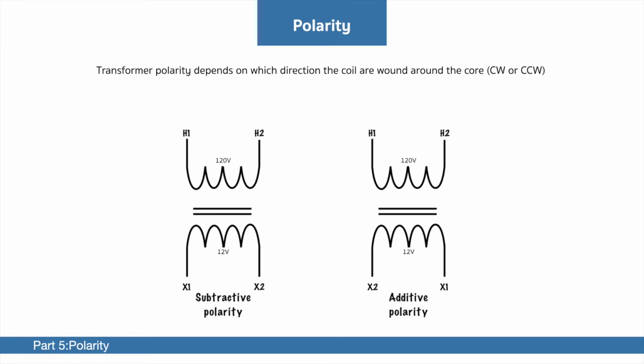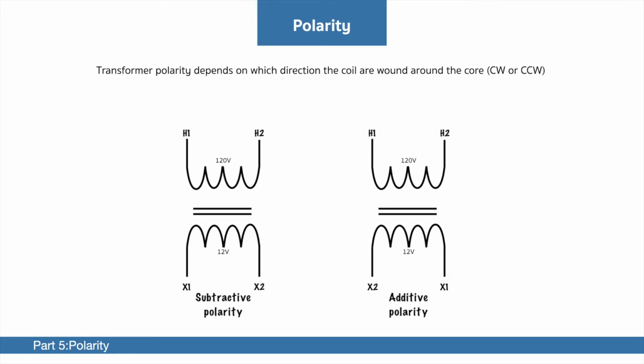Next, polarity. Transformer polarity depends on which direction the coils are wound around the core, counterclockwise or clockwise. There are additive and subtractive polarities of transformers. Here, we're going to take a look at determining them and why we care about them. One thing to keep in mind is that odd numbers on terminals indicate negative, and even numbers on the terminals indicate positive.